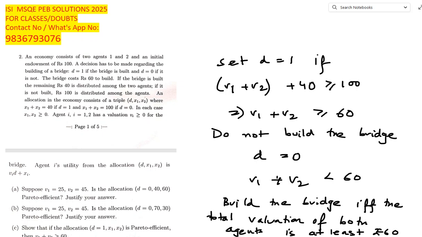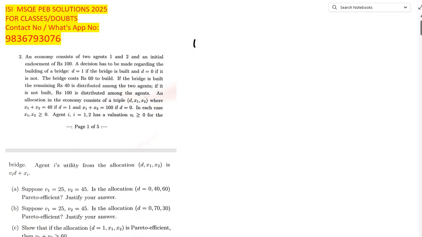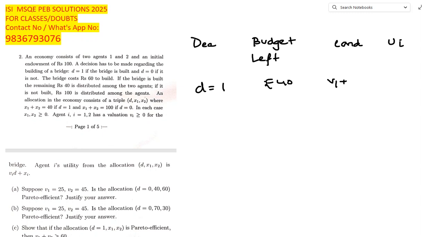If we make a chart, it will be better for us to understand. The columns are decision, budget left, condition, and agent utility. If D is 1, then budget left is rupees 40, the condition is V1 plus V2 greater than or equal to 60, and agent utility is Vi plus Xi. If D is 0, then budget left is 100, V1 plus V2 is less than 60, and utility is Xi.